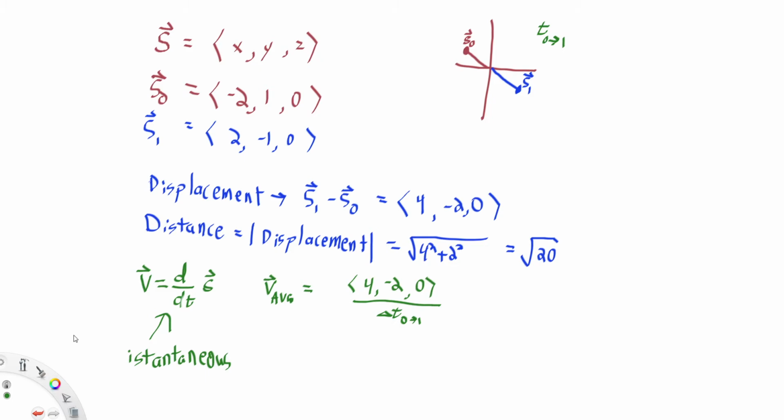We make one more distinction at this point. We want to be able to talk about the speed of an object. So just like distance is the magnitude of displacement, speed is the magnitude of our velocity. And we will find the magnitude of that the same way that we did for distance. We're going to use the Pythagorean theorem on our vector.